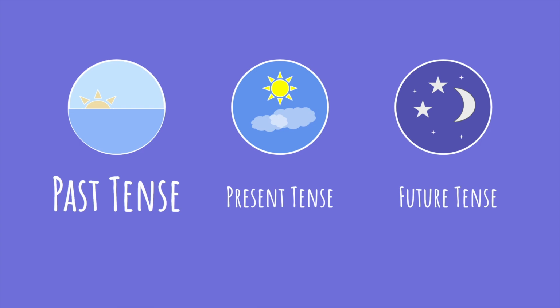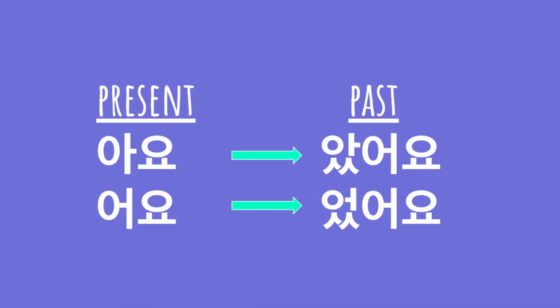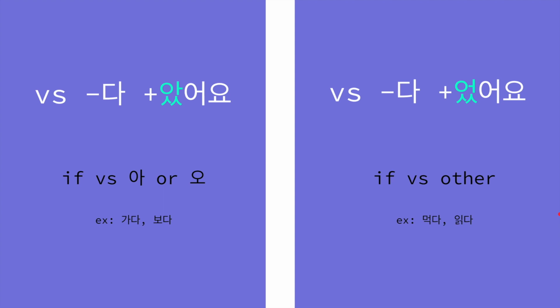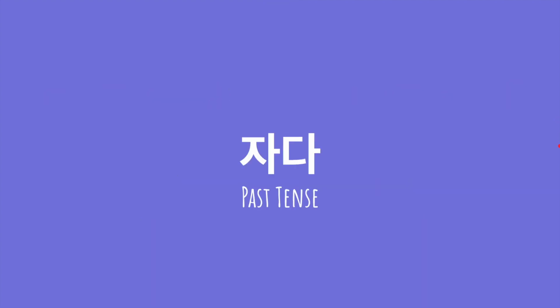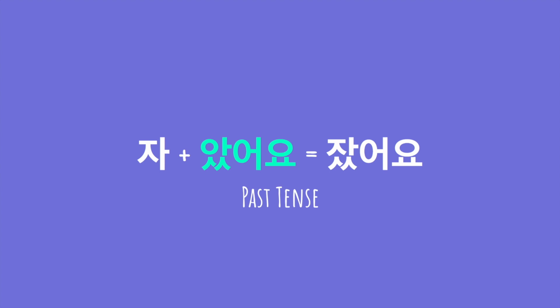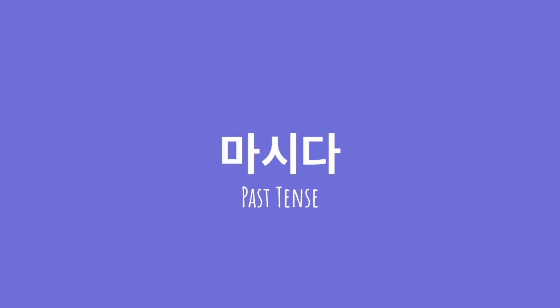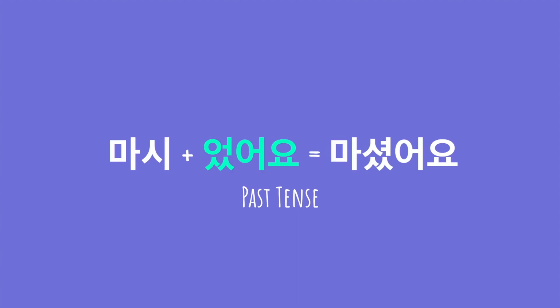Now let's take a look at past tense. It has the same rules for conjugation, but instead of ayo, it'll be asoyo, and instead of oyo, it'll be osoyo. So if the vowel in the verb stem is a or o, then it'll be asoyo, and if the vowel is a different vowel that's not a or o, it'll be osoyo. 차 plus asoyo equals 찼어요. 마시 plus osoyo equals 마셨어요.